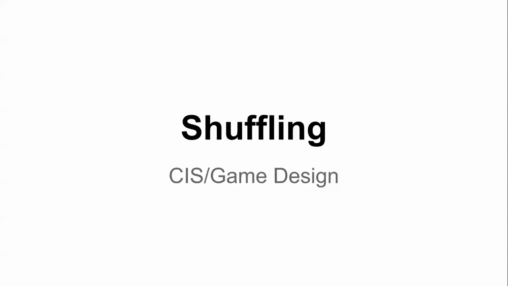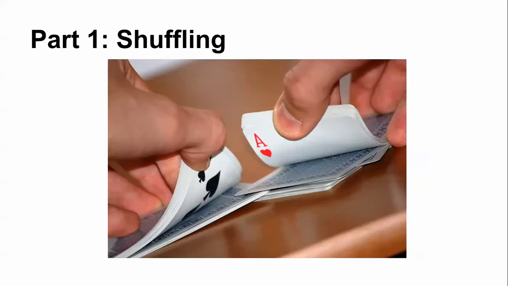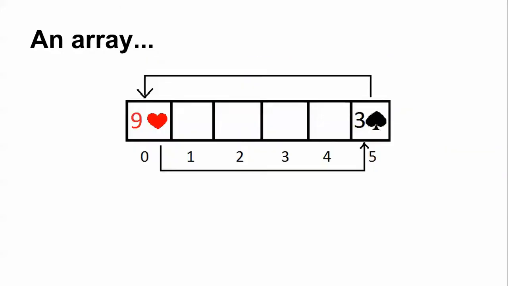So first we're going to look at the case of shuffling, and then in another video we're going to look at the case of sorting. So here is our example of shuffling cards. We have an array or a list of cards. And in this example, we have a 3 of spades in index 5 and a 9 of hearts in index 0, and we want to switch them.